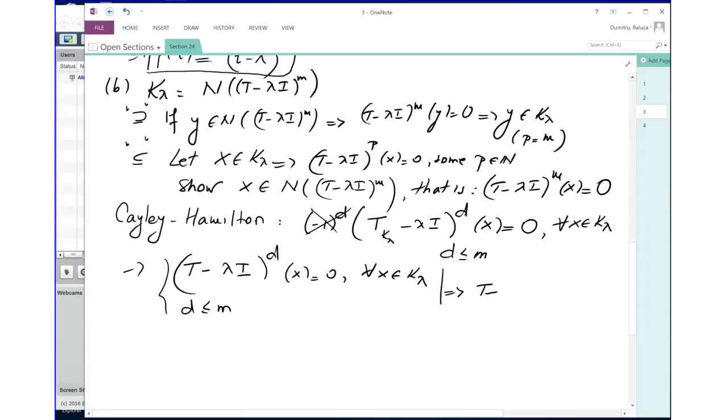But if D is less than M, then I can keep on applying (T minus lambda identity) to both sides of this equation as many times as needed to raise the degree to M. Okay, so if D were M minus 1, let's say, applying (T minus lambda identity) again to both sides would give me (T minus lambda identity) to the M on the left, and (T minus lambda identity) of 0, which is 0, on the right. Just apply it again and again as many times as you need. So the essential thing here was that D was less than or equal to M. Okay.